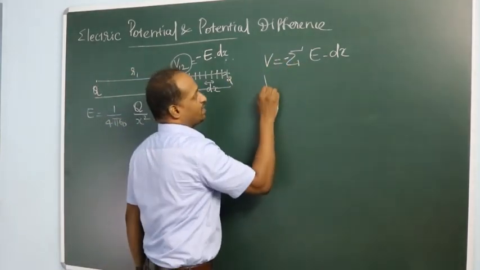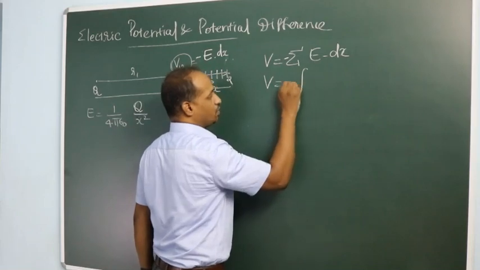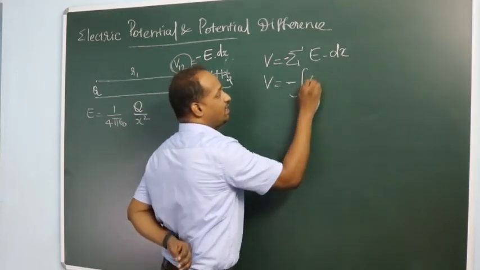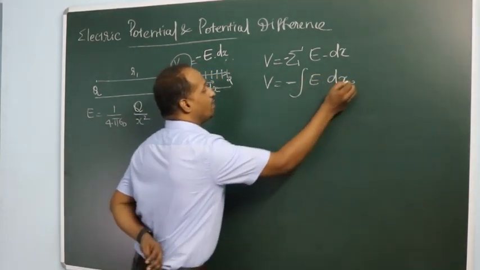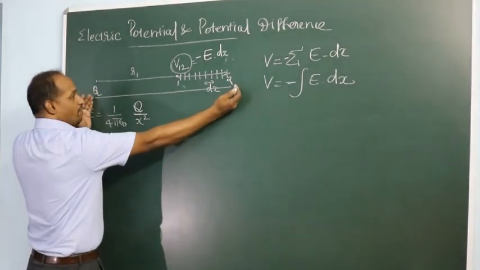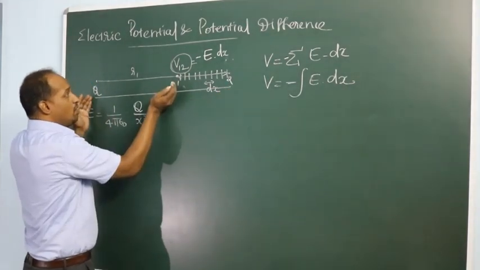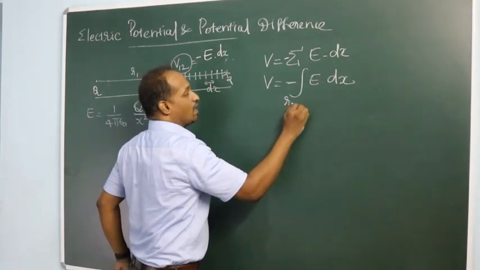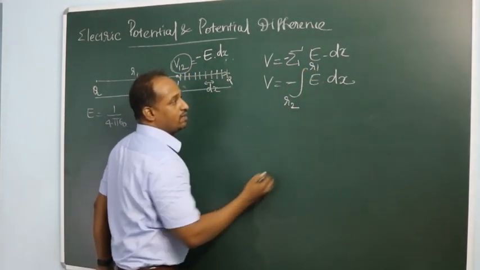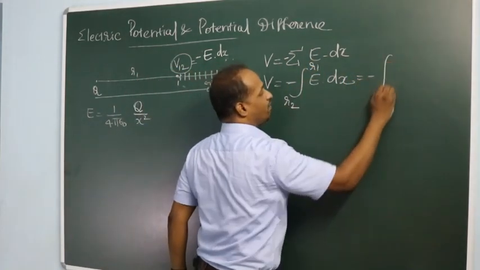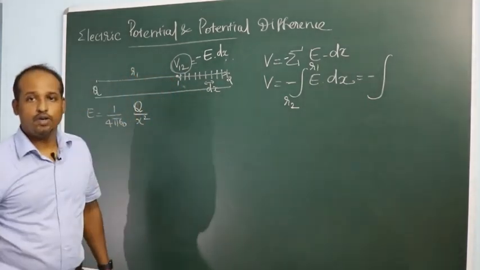This summation is done by the integration tool. We are employing integration here. E dot dx: from where to where are you moving? You are moving from a distance R2 to a distance R1. So it is R2 to R1. Then it is minus the integral from R2 to R1.